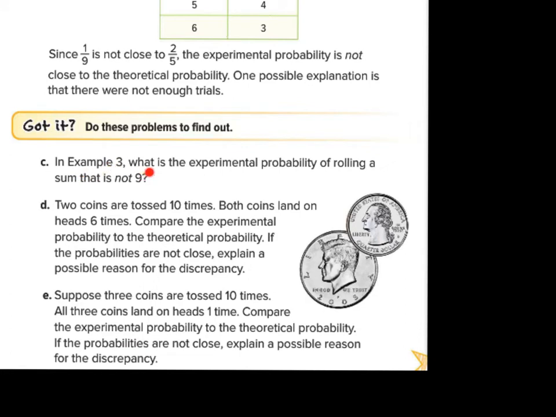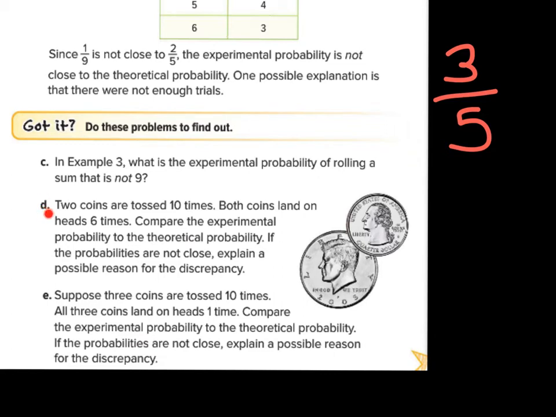Okay, in example 3, what is the experimental probability, after doing the experiment, of rolling a sum that is not 9? Well, rolling a 9 in the experimental is 1/9. Oh no, this is the theoretical. In the experimental, it was 2/5. So in the experimental, not 9 would be 3/5. It would be the difference of this. So 3 out of 5 times, when we did the experiment, we would not roll a sum of 9. Okay? So that's your answer there.